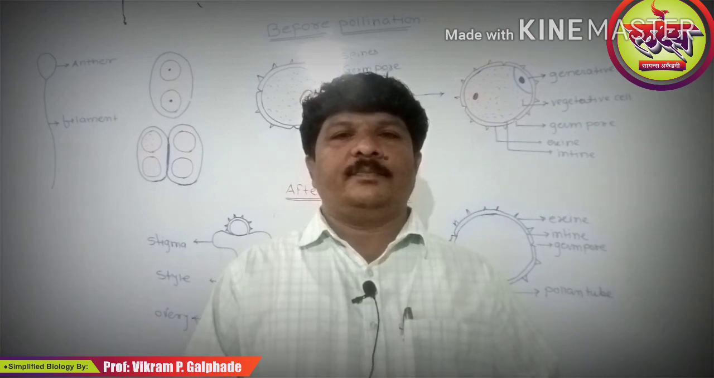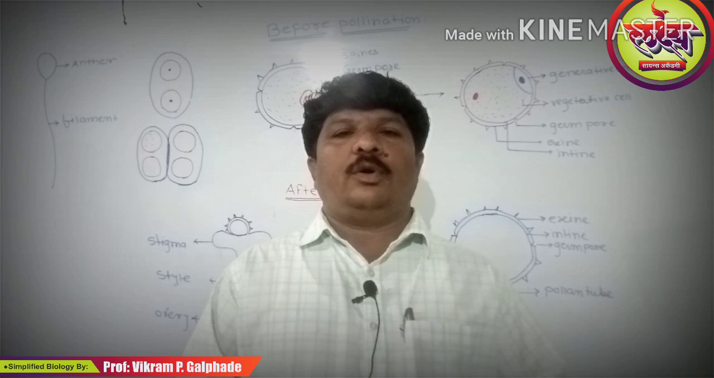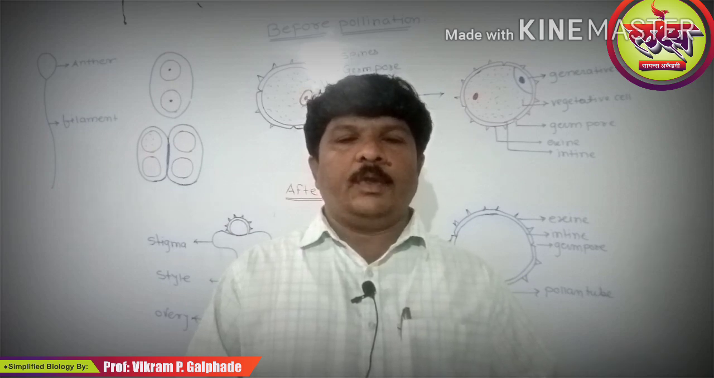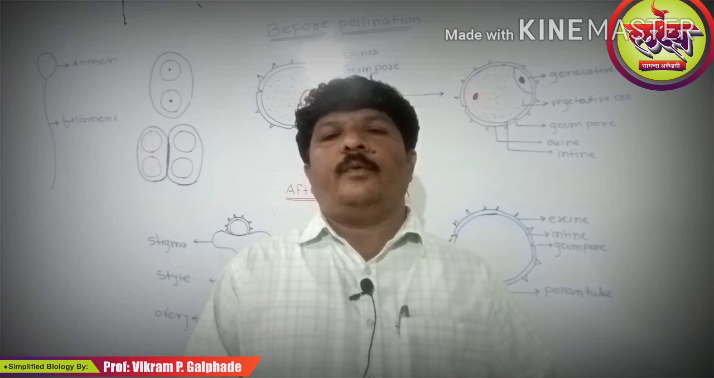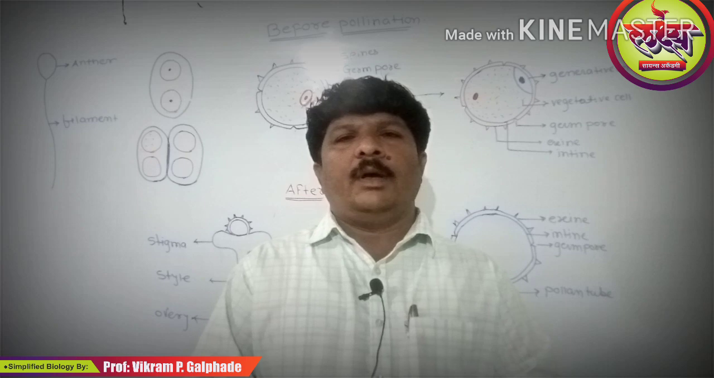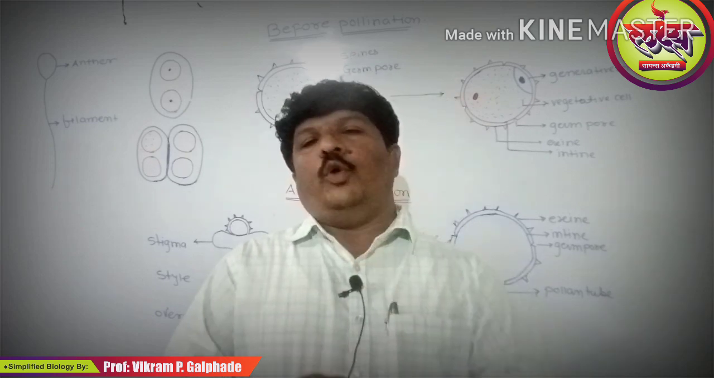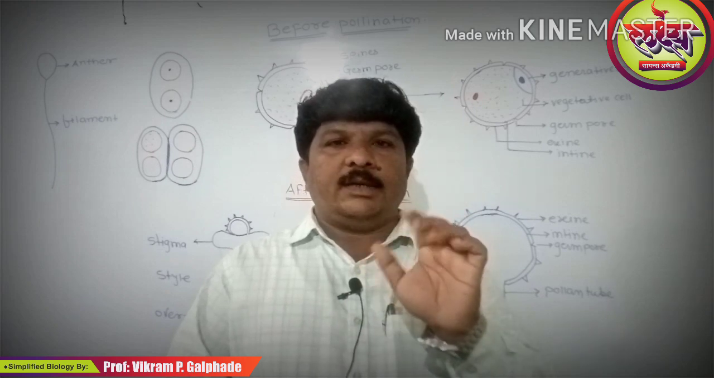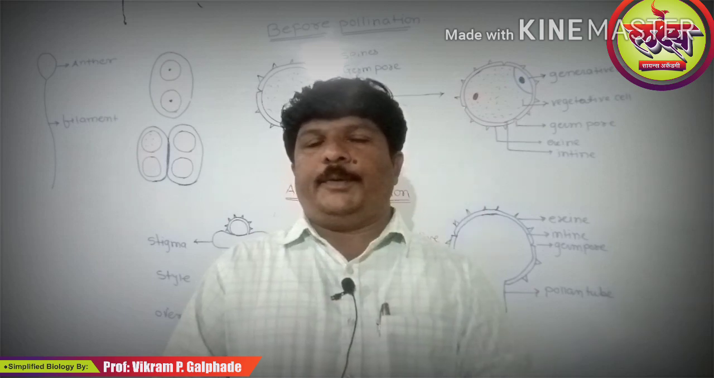Boys, last time we saw the structure of a typical flower in detail. Today we learn the development of the male gametophyte. Development of the male gametophyte starts from the pollen grain. So pollen grains are called the first cell of development of the male gametophyte.